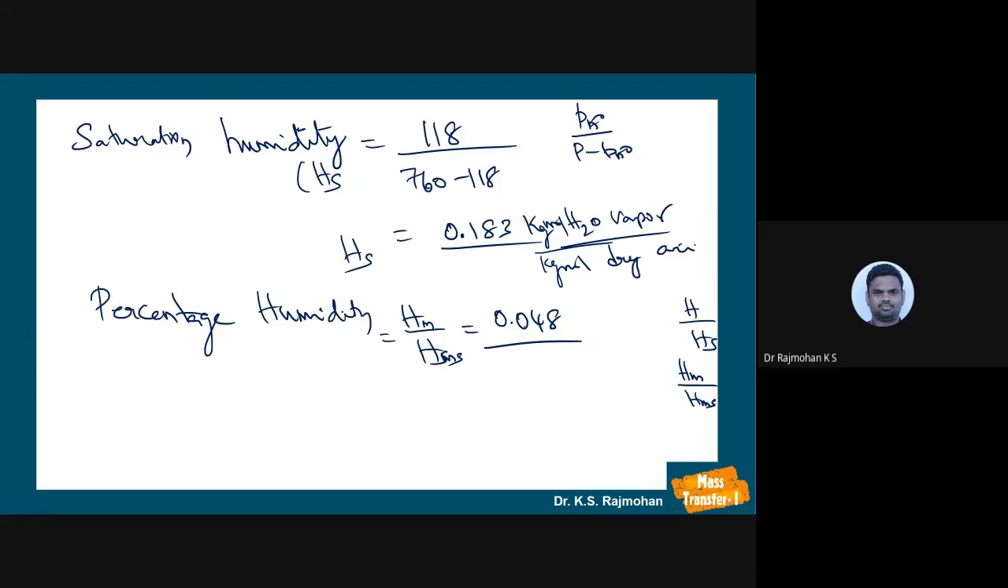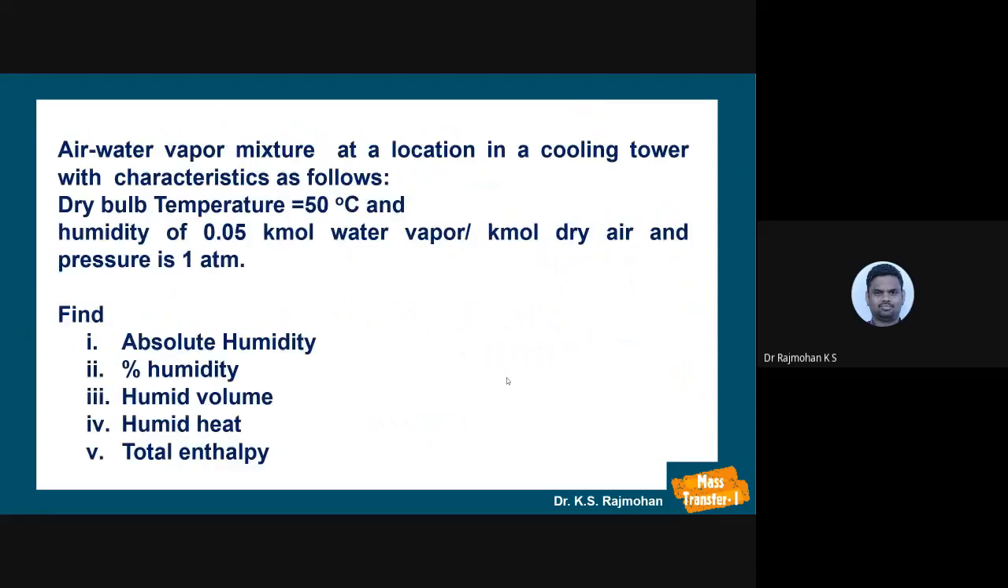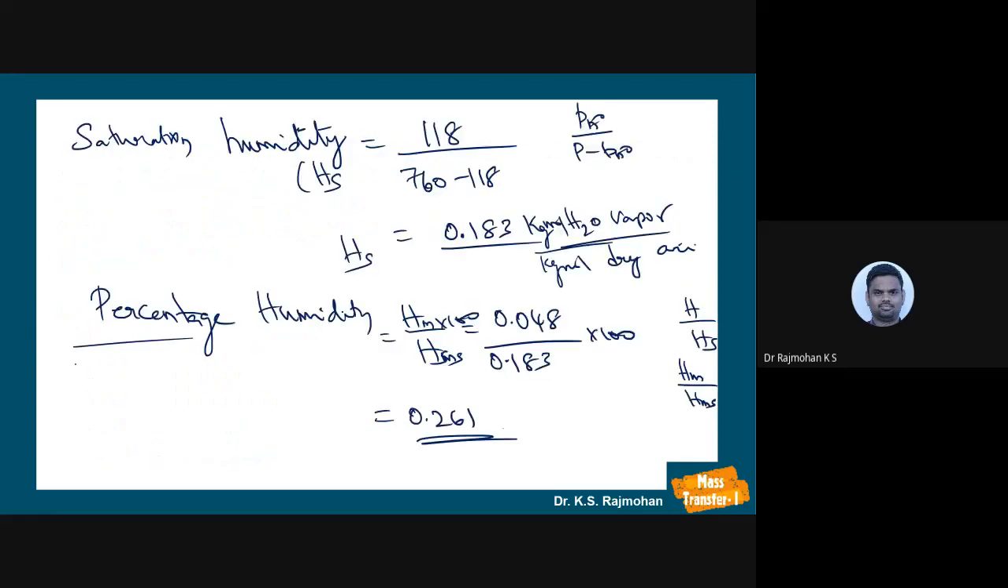Okay, so what we have is 0.048 divided by 0.183 into 100. It's also expressed in percentage. So if we substitute this, what value you get is 0.261. Okay. Next, we can determine humid volume.